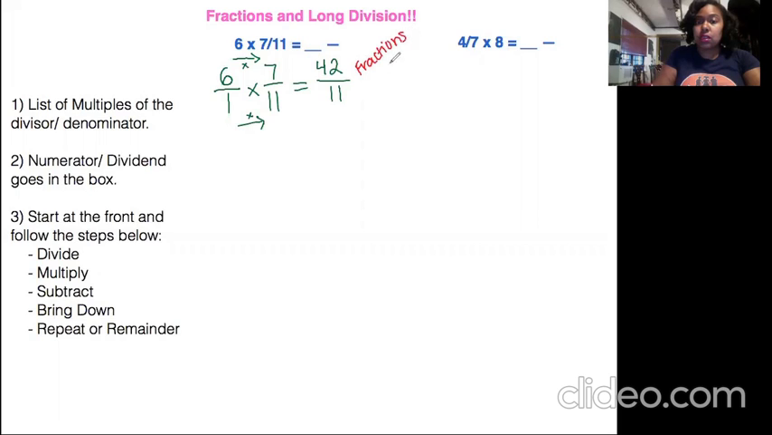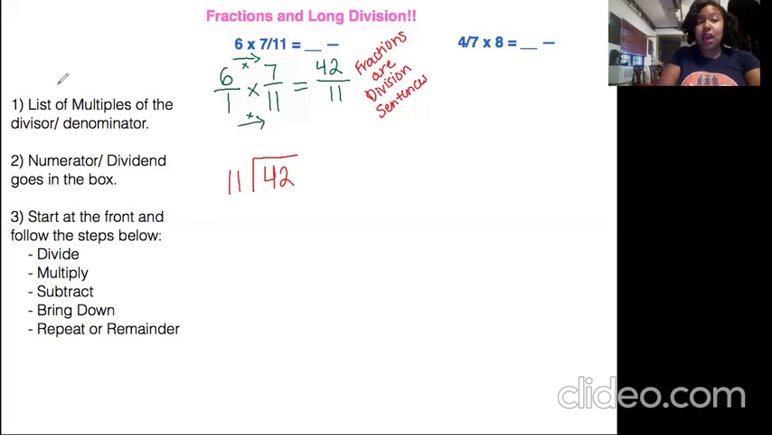Fractions are division sentences. Okay, fractions are division sentences. So we're going to set it up like one. So remember that our numerator, or our dividend, is what we call it in division. It goes in the box. I'm going to put 42 in the box, and our divisor, or our denominator, goes outside the box. 11 goes on the outside, okay?